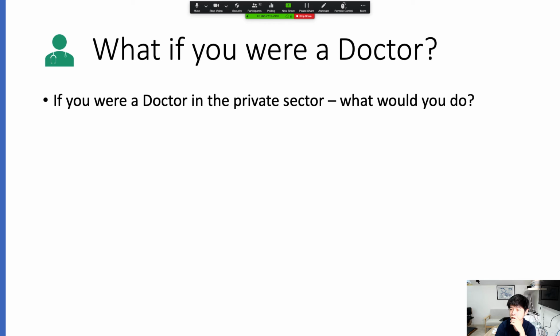To make profit. Why do you say that? Why do you make this kind of straightforward assumption that they want to make profit? Can you elaborate? I mean, it's private, so their main objective is profit maximizing. Can you simplify it to more simple language? Make money. So what do you think? Do you think doctors in the private sector want to make money?